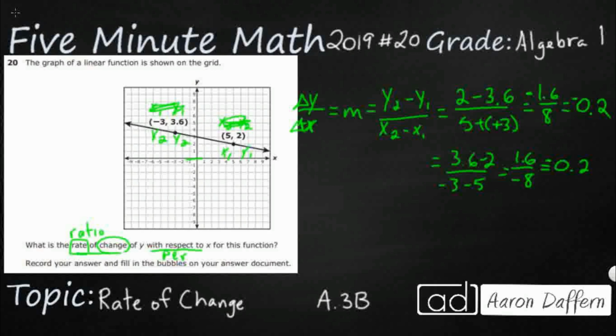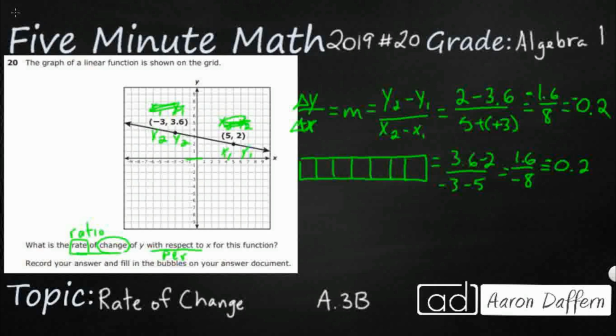Now how do we put this into the answer document? Because we're supposed to fill this in on the answer document. And what we have here in Algebra 1 is what we call a floating decimal. So you're going to get something that looks like this: just 7 boxes. And you can put your answer wherever you need to.